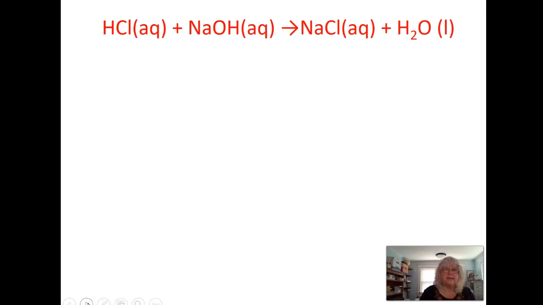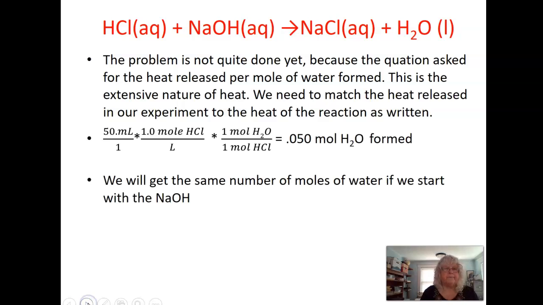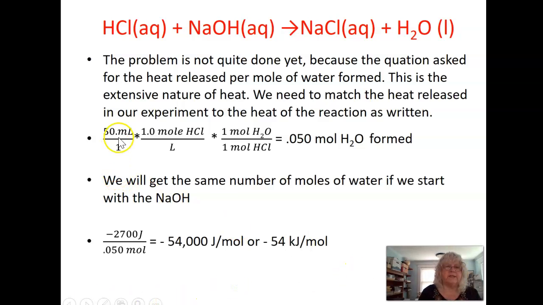Now the problem is that that's not really what I was asked. All right, so I was asked to try and figure out how much heat was released per mole of water formed. That's this idea of heat being extensive. So what we need to do is match the heat released in our experiment to that reaction that's written. So I've got to think about how many moles I had. So I can go back and look at the volume and the concentration of the HCl. So there's 50 mLs times 1 mole per liter times 1 mole of water per mole of HCl.